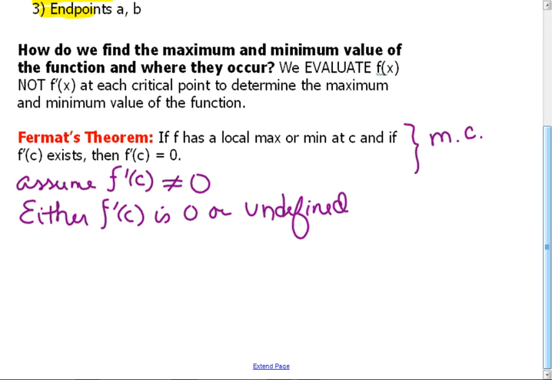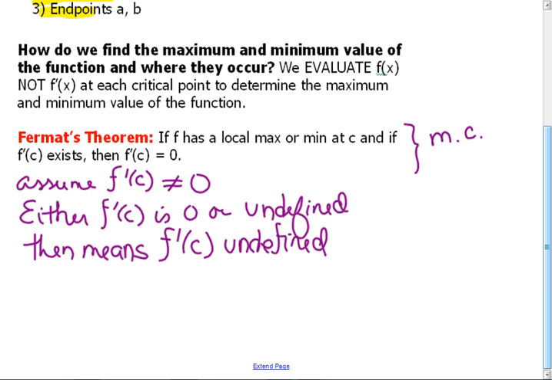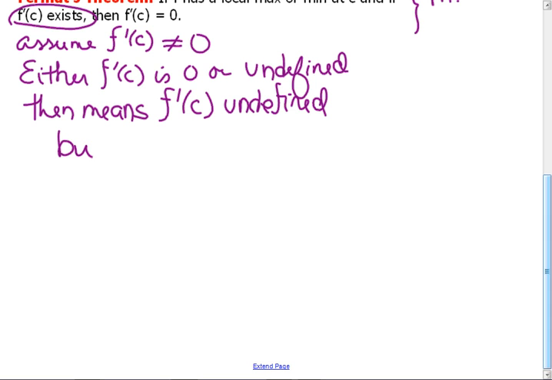So if we assume that our first derivative is not 0, then that means f prime is undefined. But what were we given? It said f prime must exist. But f prime of c exists. Have you seen this proof by contradiction? Therefore, f prime of c must be 0.